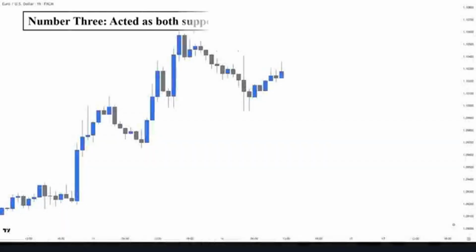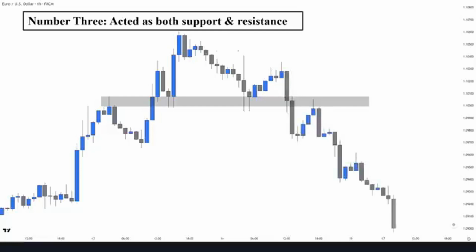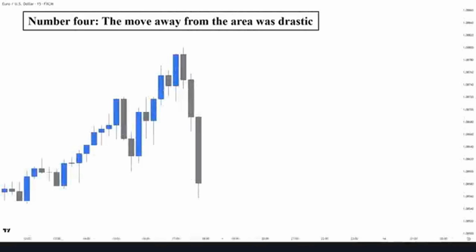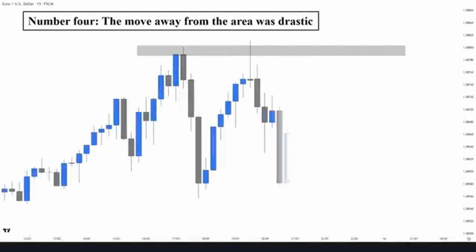Number 3. Acted as both support and resistance. If a level of market structure has acted as both support and resistance previously, it increases the probability for the price to reject this level again. Number 4. The move away from the area was drastic, meaning that not a tiny reaction but a true reversal. The deeper the return from a level, the more important that level is.